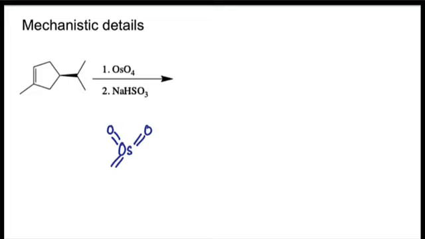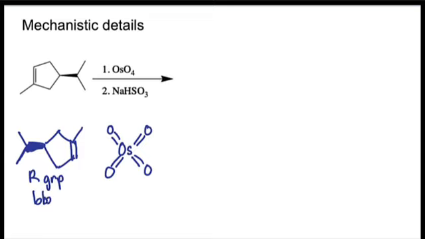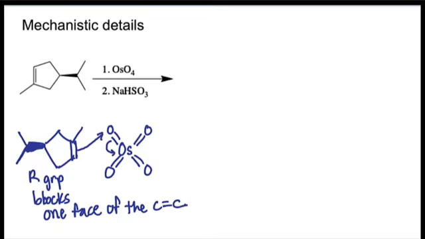All right, so as far as the mechanistic details here, it's an interesting reaction. Osmium tetroxide looks like this. There's a lot of d orbital electrons for osmium, and so it can form this compound with 4 oxygens around it and 16 electrons around the osmium atom. And so what's going to happen is the osmium tetroxide is going to approach the double bond, and in this case, only the backside face is accessible because we have this R group blocking one face of the carbon-carbon double bond.